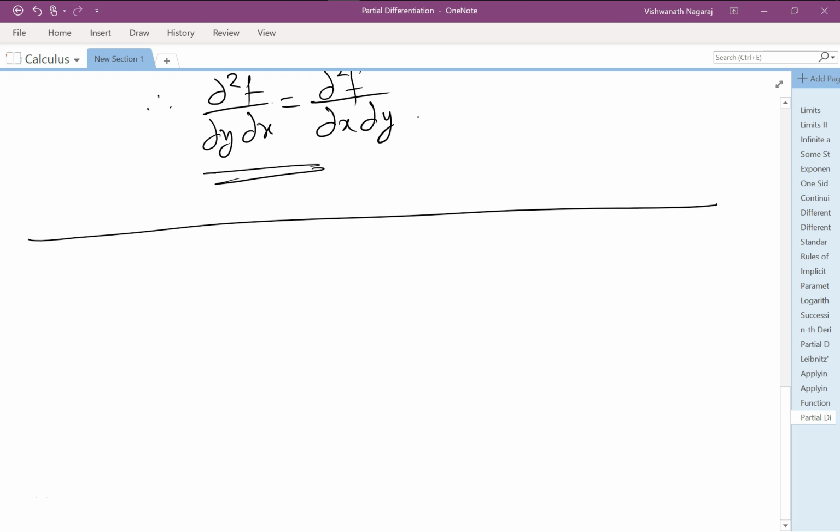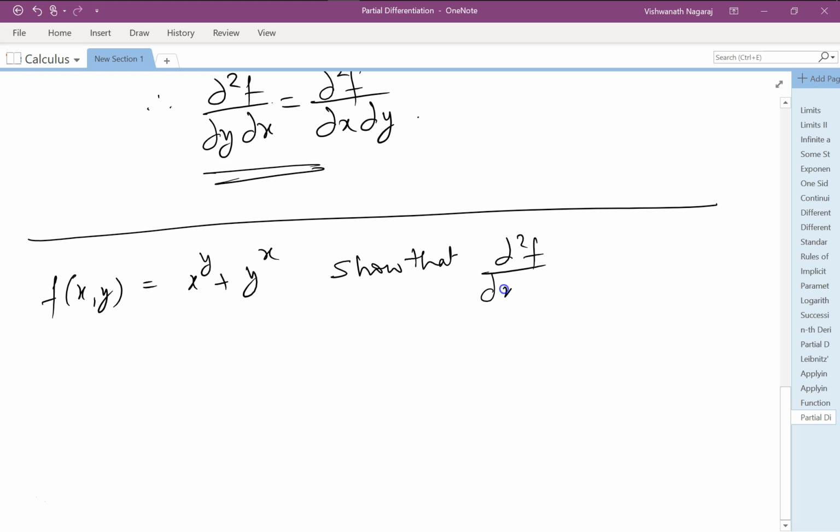Okay, let's look at the next one. f of x comma y is equal to x to the power of y plus y to the power of x. Again, show that dou square f by dou x dou y is equal to dou square f by dou y dou x. dou f by dou x. Now here what happens?